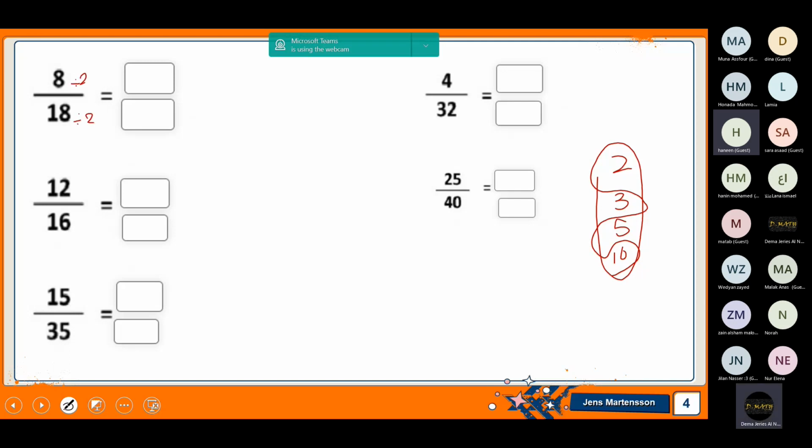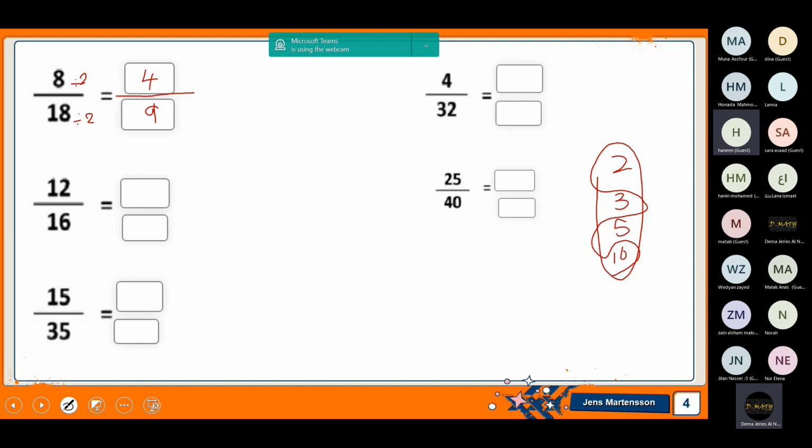Now, 8 divided by 2 is 4. 18 divided by 2 is 9. Now 4 over 9. Let's see now if I can simplify it more or not.